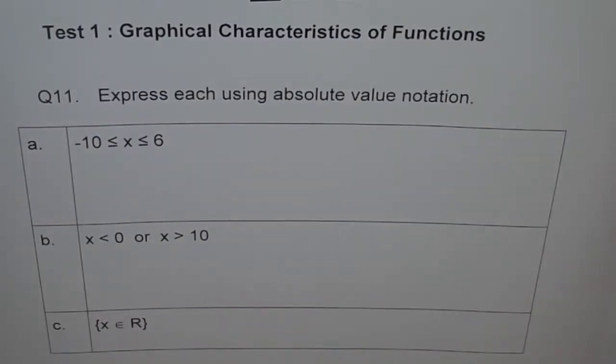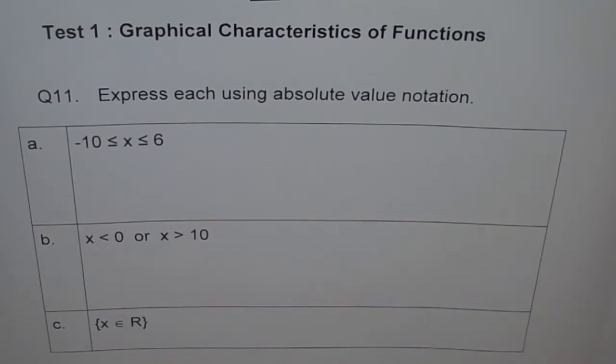Question 11. Express each using absolute value notation. All three of them are very tricky. The first one is x is greater than or equal to minus 10 and less than or equal to 6. Part B is x is less than 0 or x is greater than 10. And part C is x belongs to real numbers.